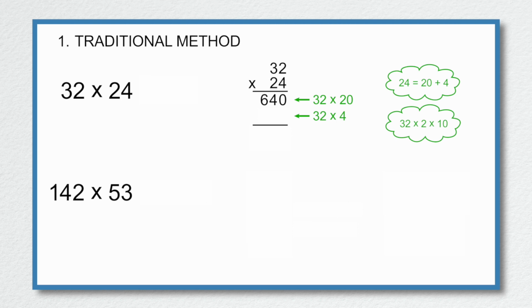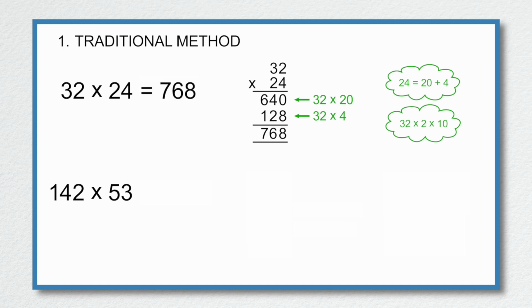We now do 32 multiplied by 4. Again, we start with the units column. So we have 2 multiplied by 4. Well, 2 multiplied by 4 is equal to 8. And then we do 3 multiplied by 4. Remember, this is 3 tens. 3 multiplied by 4 is equal to 12. And we write that down in the next available columns. So 32 multiplied by 4 is equal to 128. We now add 640 to 128, and we end up with the answer 768.